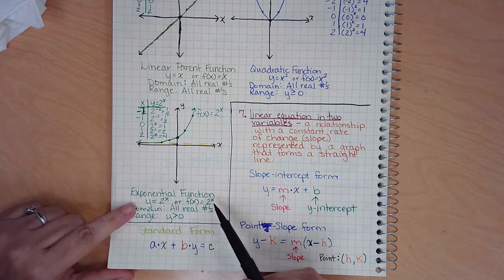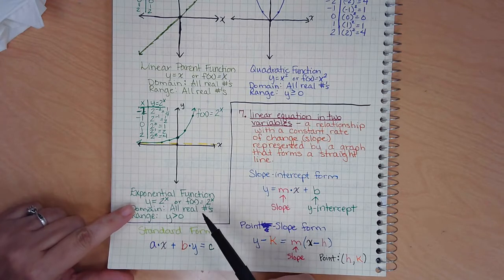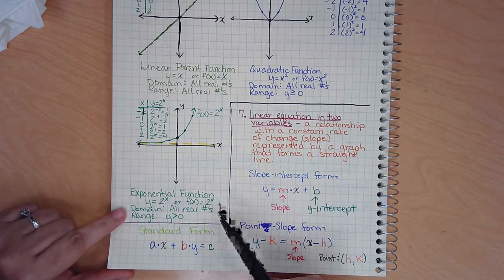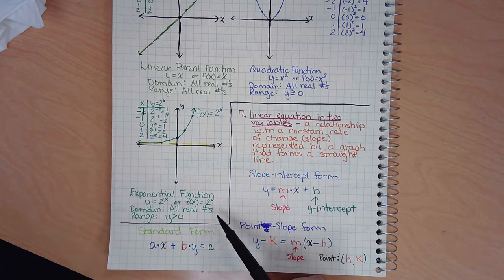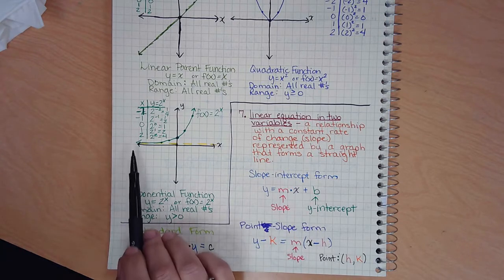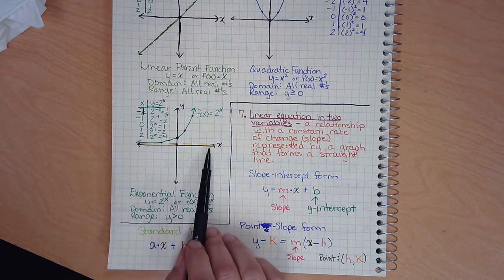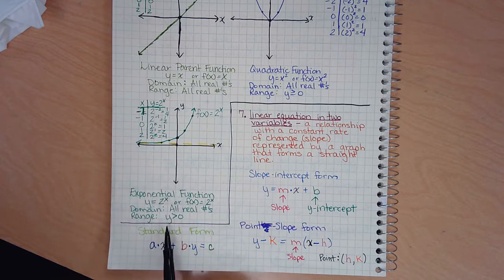So we can denote it by y is equal to 2 to the x or f of x is equal to 2 to the x. The domain is all real numbers as long as it's the parent function. And there is an asymptote, that's the yellow dotted line here, at y is equal to 0. And so that makes our range y is greater than 0, not equal to.